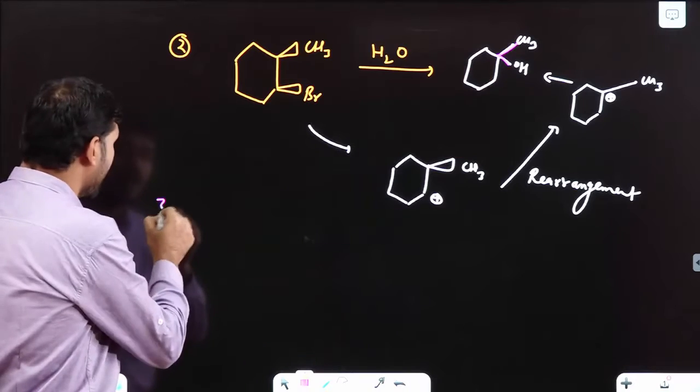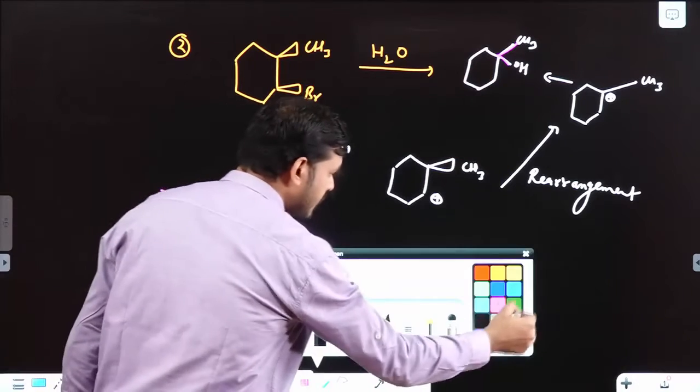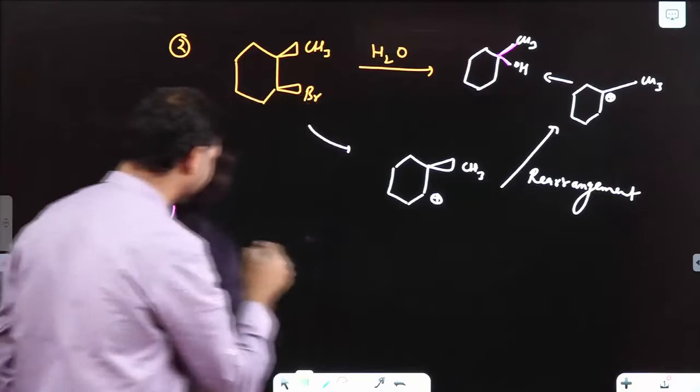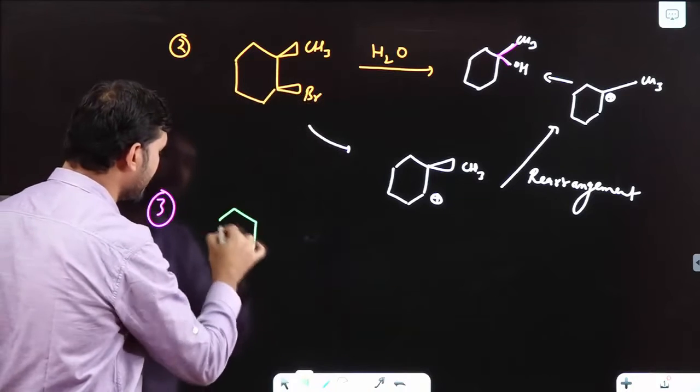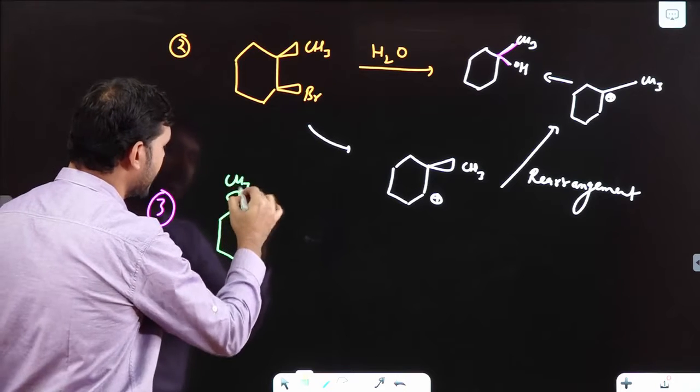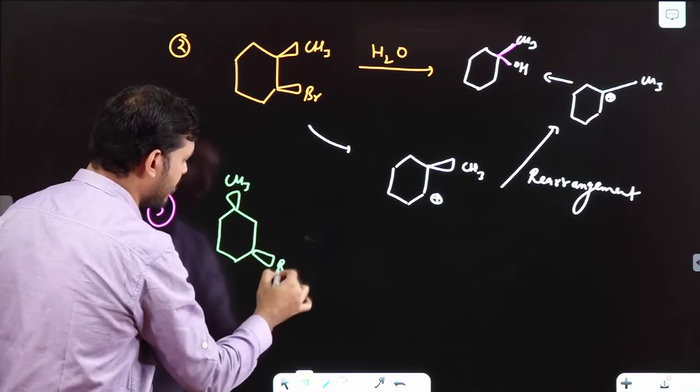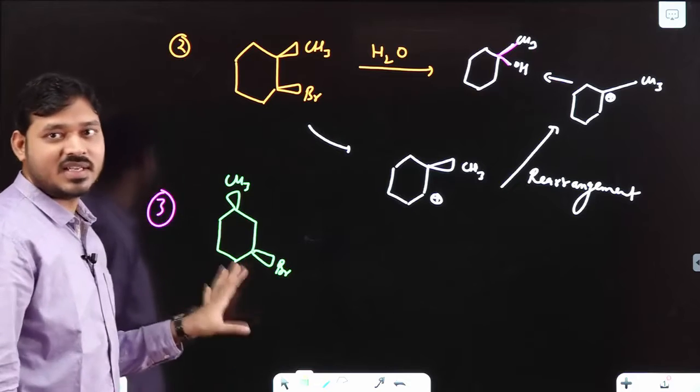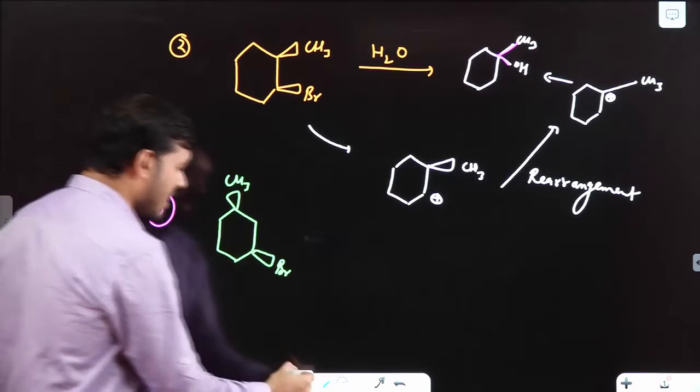Clear? Now if I say another question, suppose you have methyl here and bromine here. Now understand it very carefully. Here what will happen?